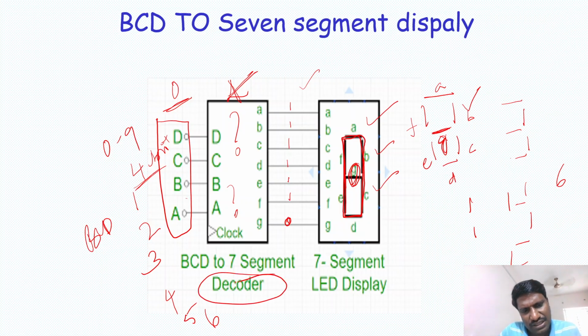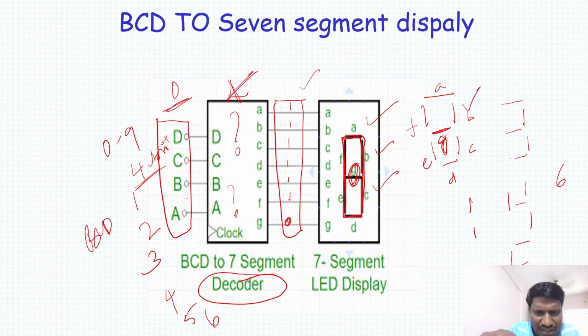Why is it called a decoder? It will convert the BCD numbers into another form where, if that form is given as input to the 7 segment display, that number will get displayed. Okay, that is the overall idea.